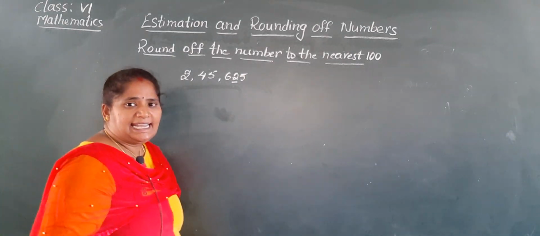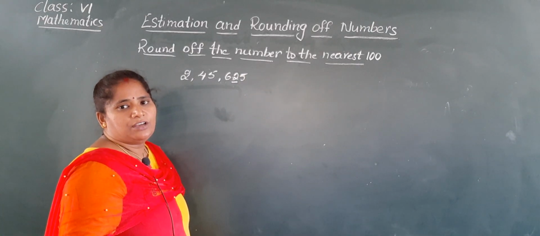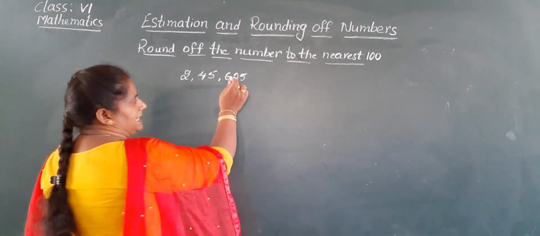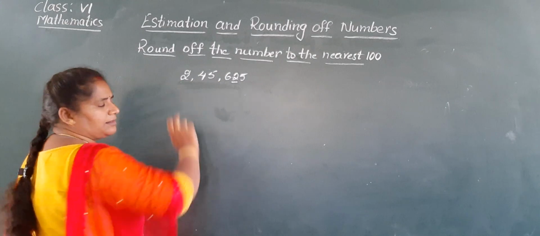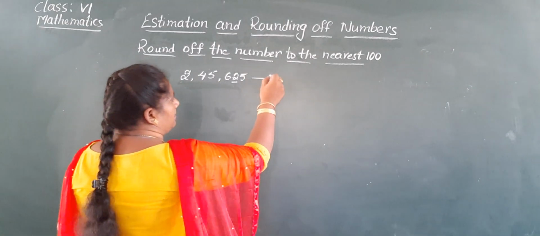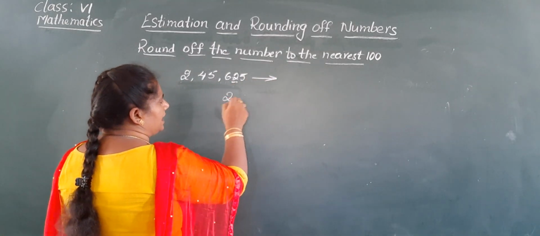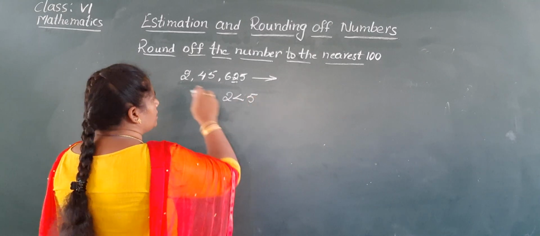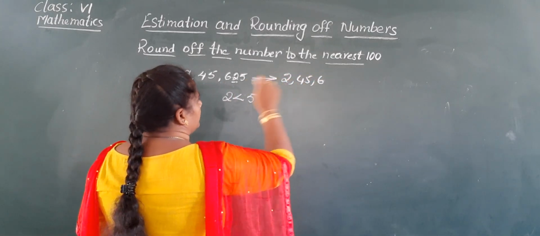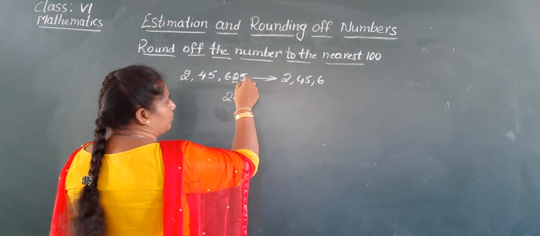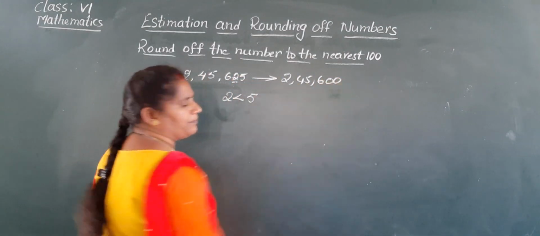If the digit is less than 5, we keep the hundreds place, the tens and units places become zeros, and the other digits stay the same. See, here 2 is less than 5. So to round off this, 2,45,600, the tens and ones places become 0.